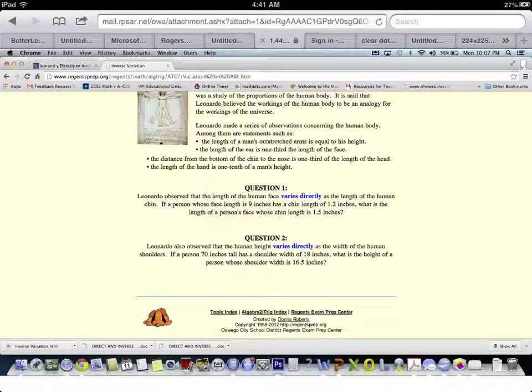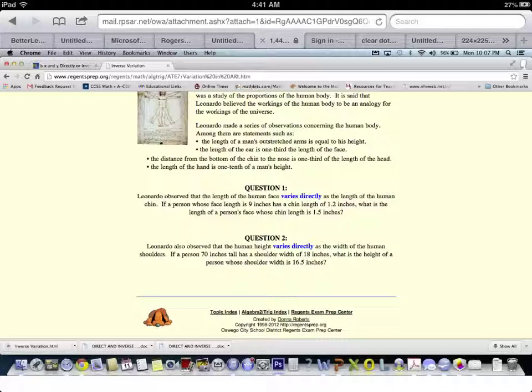In this lesson, I'm introducing to students an application of direct variation. It's the second day that we're comparing direct and inverse variation, so I have them look at an article on the Regents exam website. It's a teacher resource off of Regents. And basically the article is about how Leonardo da Vinci knows that body proportions, he uses it in his art. And so we look at question 1 and question 2 where it says "varies directly" is the key word.